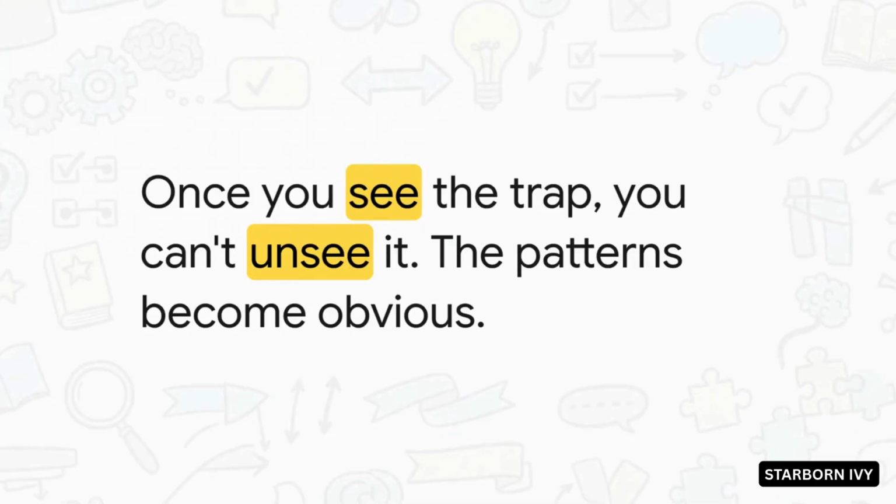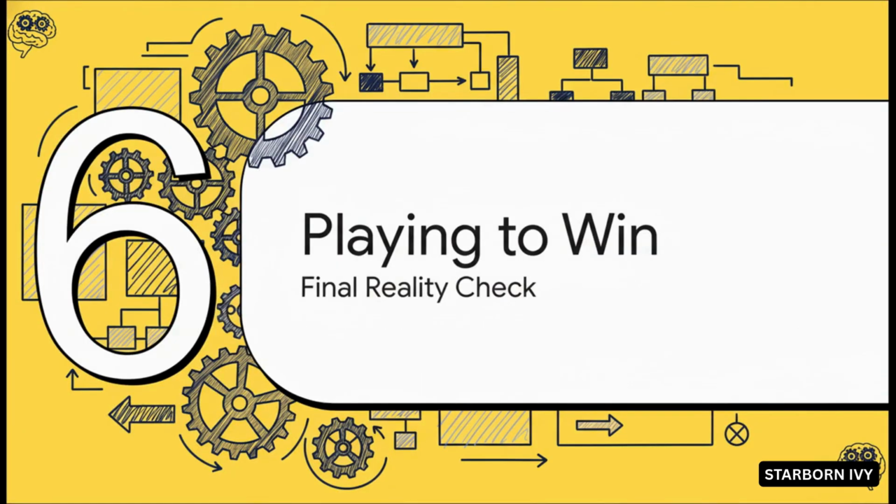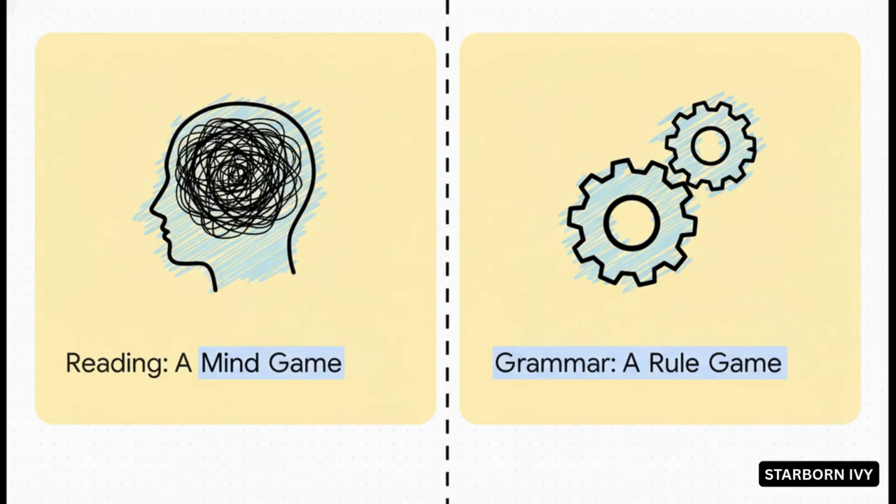And here's the really cool part. It's not like you have to solve a brand new puzzle every single time. You're just seeing the same few traps wearing different disguises. Once you know what you're looking for, they become incredibly obvious. You literally can't unsee them. All right, let's bring this all home. The big picture here is that the SAT grammar section is not something you should be afraid of. Not at all. It's a system, and any system can be broken down and mastered once you understand how it's designed.